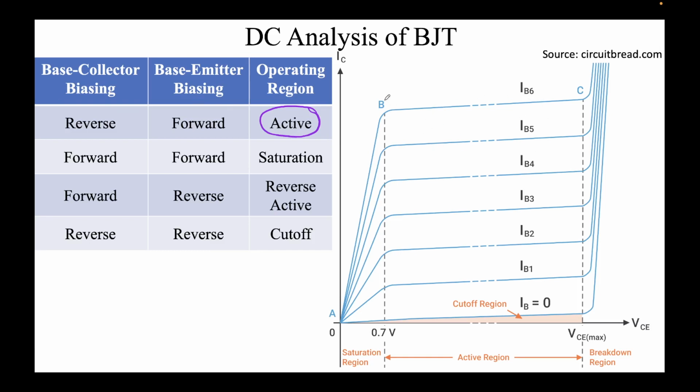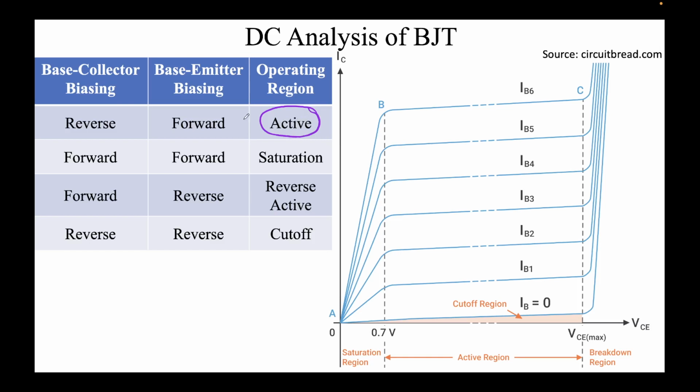In this big region between line B and line C, this is the active region. When both are reverse biased, the BJT is in cutoff, which you can see in this orange region over here. And if both are forward, it is in saturation. Here you can see straight lines, which is just like a resistor behavior, V equals IR. Finally there is a reverse active mode, which is not shown here, but usually we don't operate in that. So usually we operate either in active or in saturation.